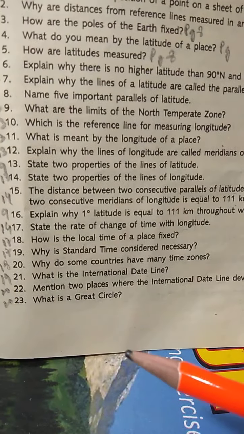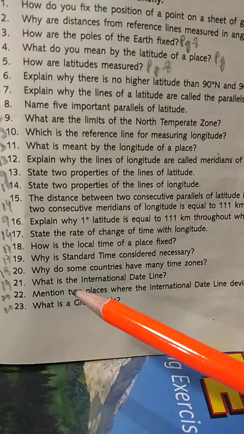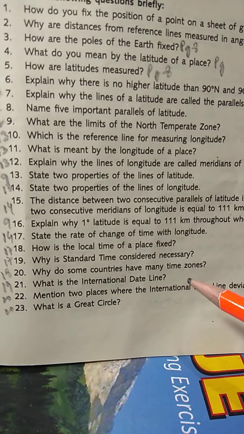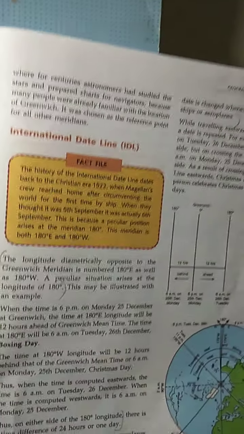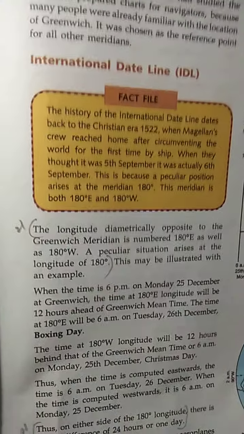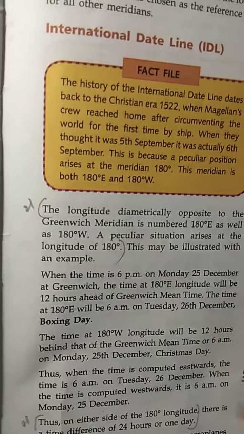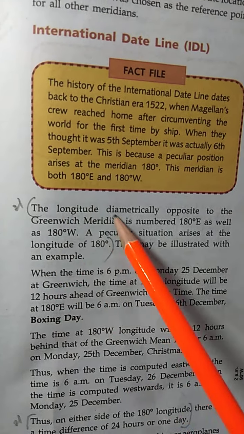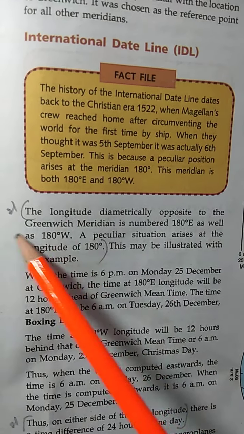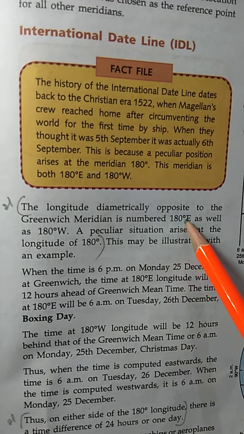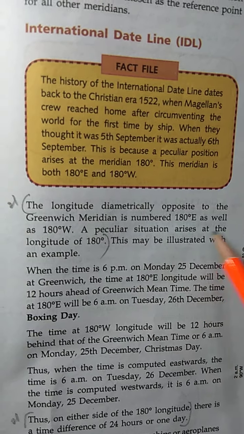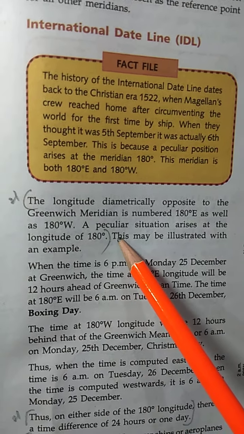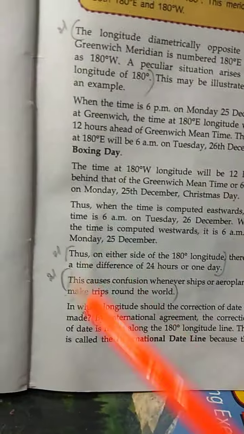Now the next question. What is the international date line? That is on page number 19. Just follow the instruction that I give you. It is under this particular heading, international date line. We begin our answer here. The longitude diametrically opposite to the Greenwich meridian is numbered 180 degrees east as well as 180 degrees west. A peculiar situation arises at the longitude of 180 degrees. We come down to this paragraph.